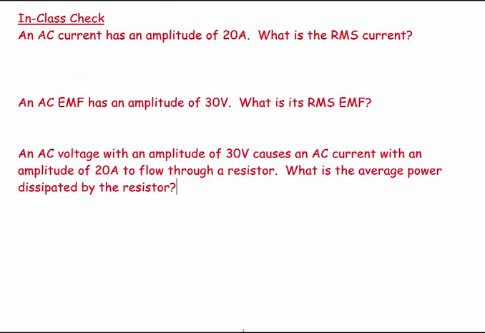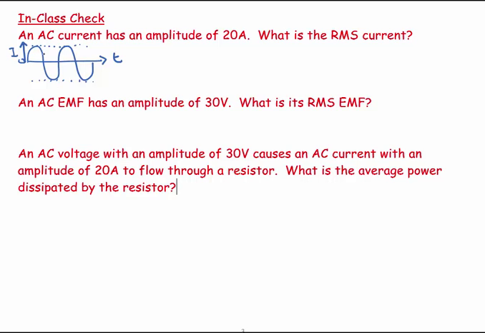Welcome. This question says an AC current has an amplitude of 20 amps. What is the RMS current? So here's a visualization. Here's our AC current. This is time, of course. This is my current, and the maximum value is 20 amps. And this is minus 20 amps because it swings between positive and negative.